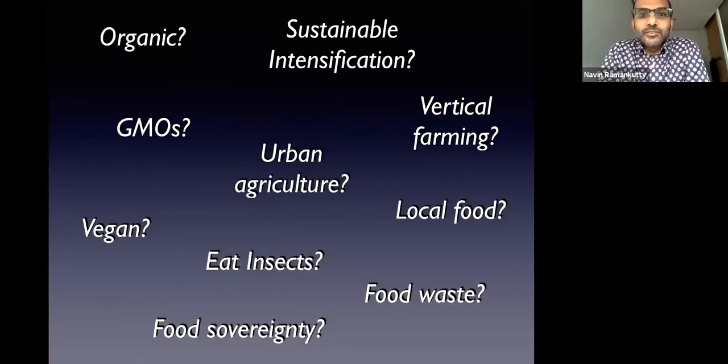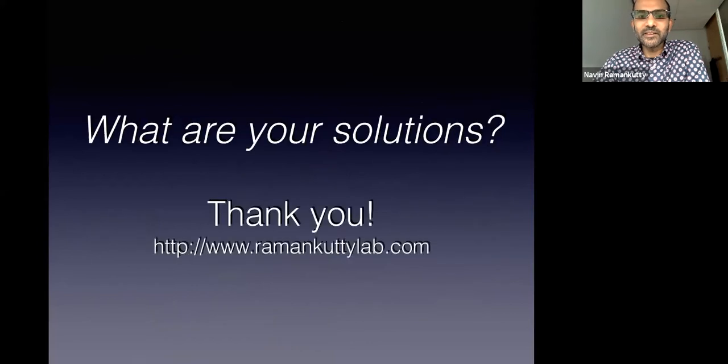There are lots of other solutions that people talk about, like organic agriculture or urban agriculture, eating insects, going vegan, reducing food waste, and so on. There are lots of solutions there. I don't have time to talk about them. Maybe some of you have ideas as well. So I'll stop there and ask you for your questions, but also maybe ask you for your ideas on what are some of the solutions that you think about.